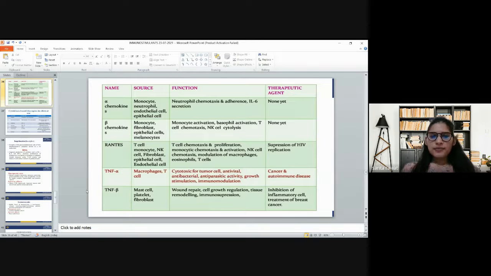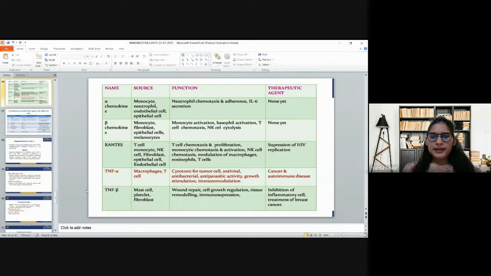The next we have beta chemokines. Source included monocytes, fibroblast, epithelial cell, melanocytes. Functions included monocyte activation, basophil activation, T cell chemotaxis, NK cell cytolysis. Then therapeutic agent, none yet.